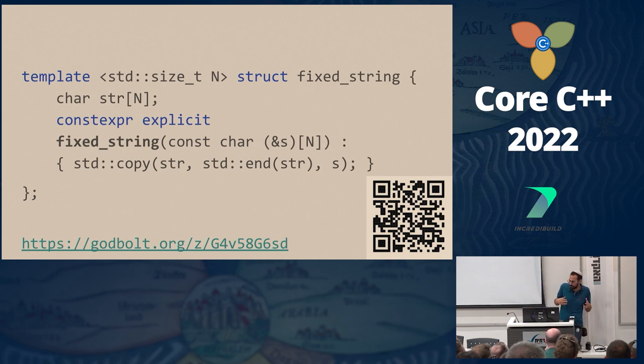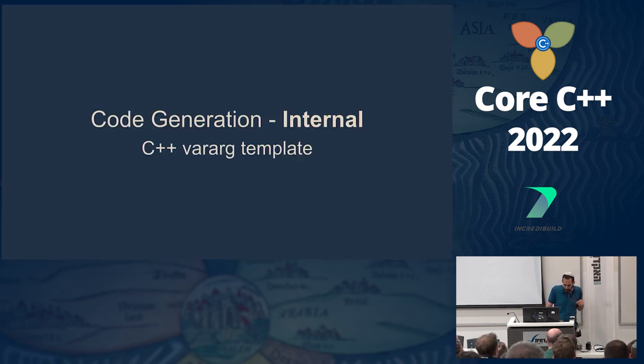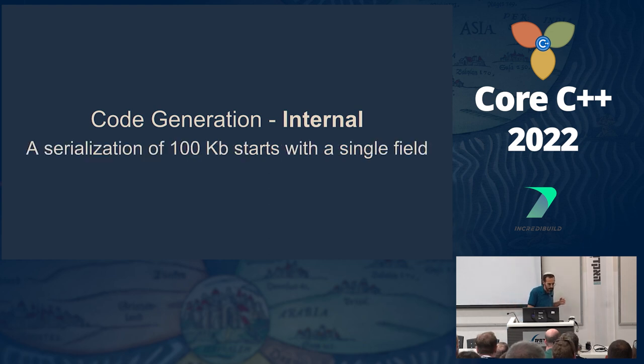I won't explain the interesting technique of the fixed string, but the essence is having a string literal as a template parameter. And the mechanism that would eventually allow you to take a single mapping of a struct to JSON and generate both serialization and deserialization code for it is a variadic template. We would first see how you generate both serialization and deserialization code for a single field.